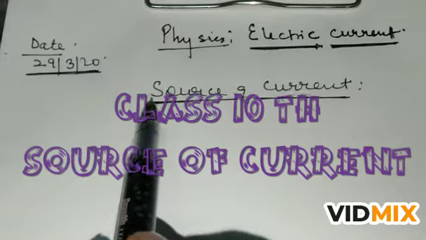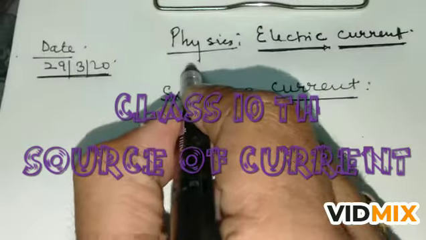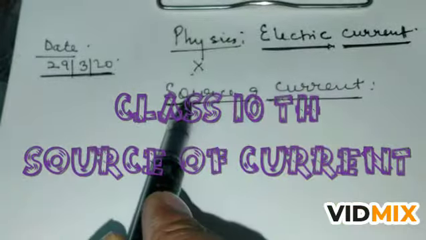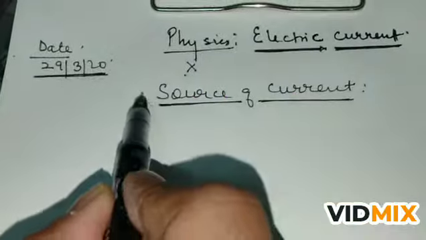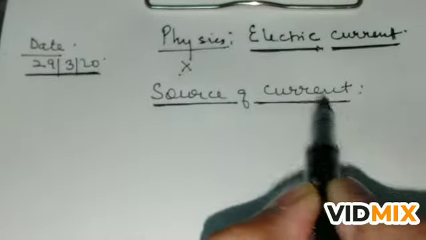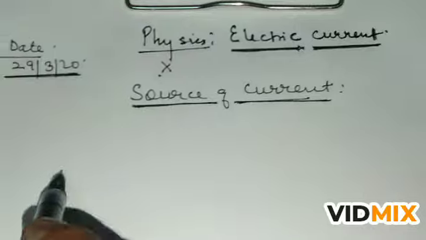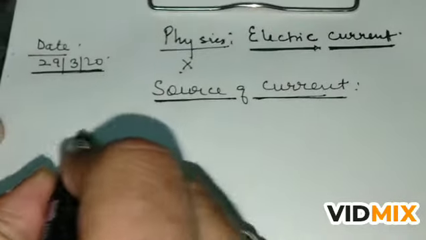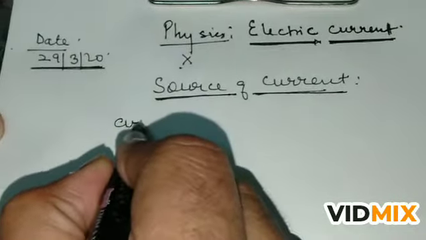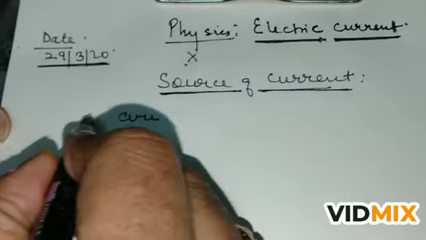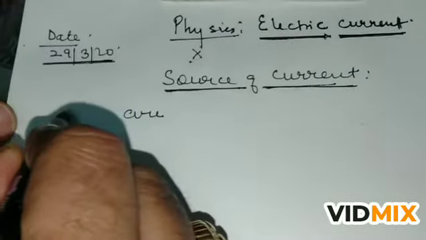Today is 29/3/20 and the topic is physics class 10th, source of electric current. The chapter name is electric current. Sources of current are the sources of direct current, we can say.